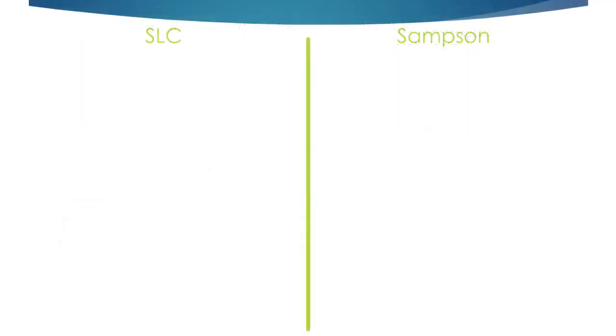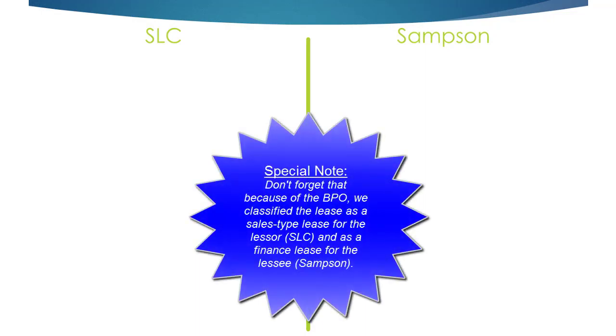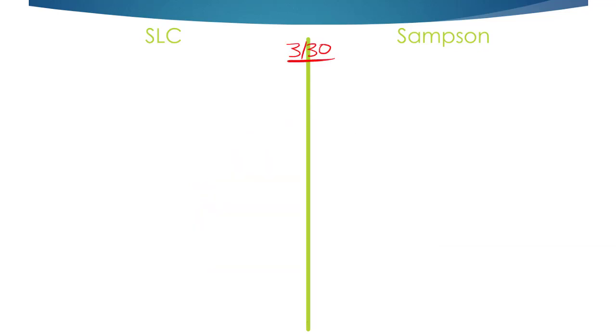Now we're going to do both sets of entries. We'll do them side by side so we can see what happens on each day. So we're going to start on March 30th. This is the day the lease was signed. So let's start with SLC, our lessor. They're going to record a net investment in leases of $100,000.